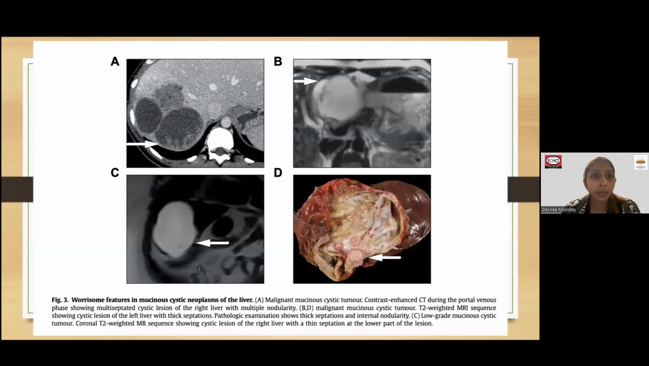This is just showing some imaging. So you can see in A that you've got these very thick septations over there. B and C show those thick septations as well. And then D is just the pathological appearance.